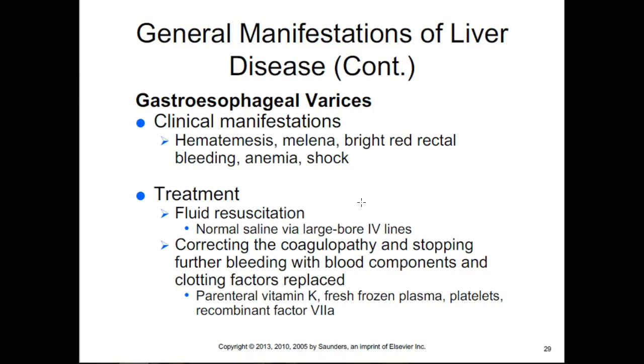So then fluid resuscitation is normal, via saline and via a large bore IV, so that's going to help replenish the fluid that's lost. Correcting any coagulopathy problems and any further bleeding problems with blood products, especially things with clotting factors. So vitamin K, fresh frozen plasma, platelets, and recombinant factor 7.